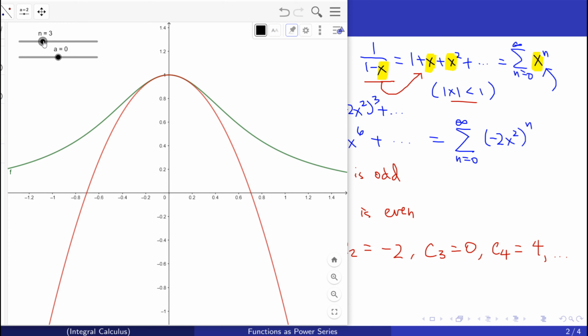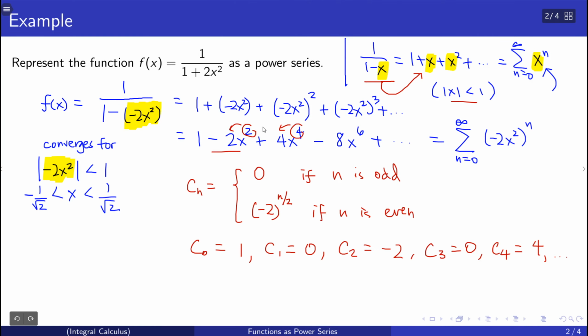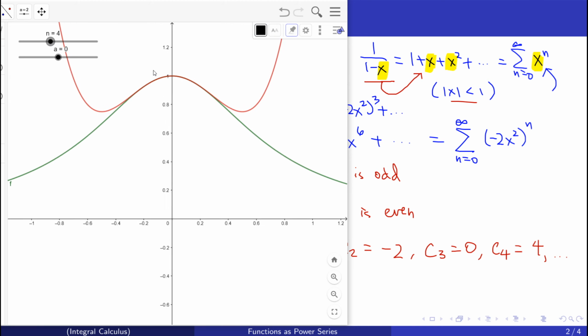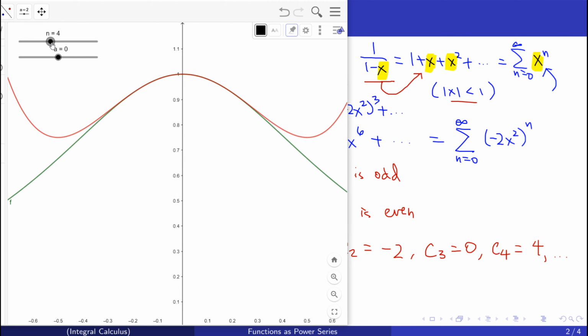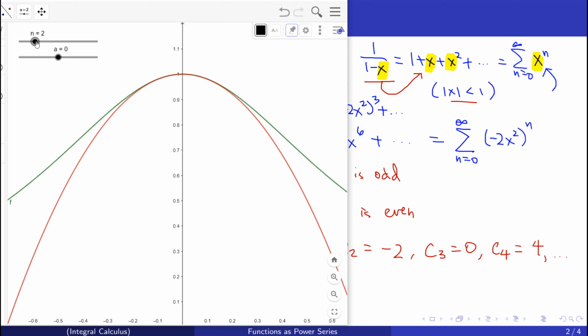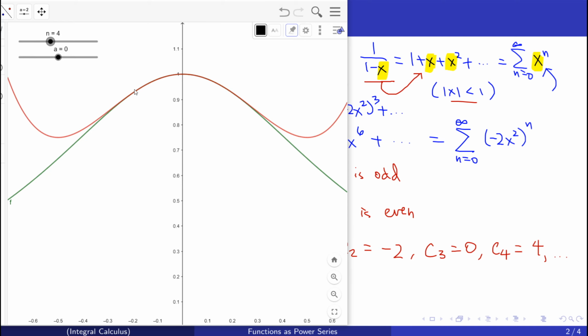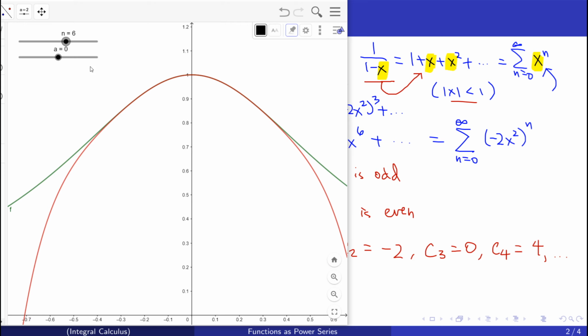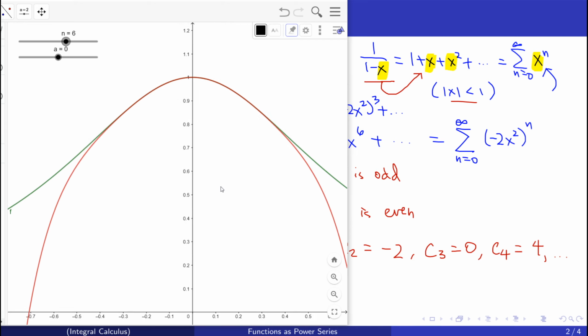So n equals 3 doesn't change because you don't have a cubic term. When n equals 4, it's the function 1 minus 2x squared plus 4x to the 4th power. So it's even closer now, right? From n equals 2 to n equals 4, it's more accurate. And it turns out that if I keep adding terms, if I let n go to 6, that's what happens. And 8, and so on, and so forth.